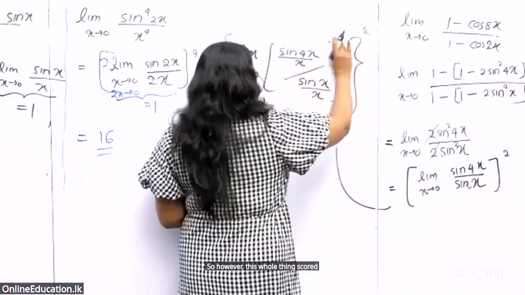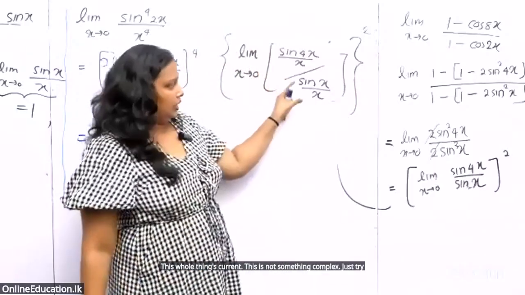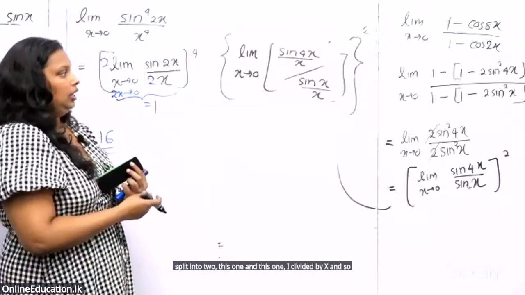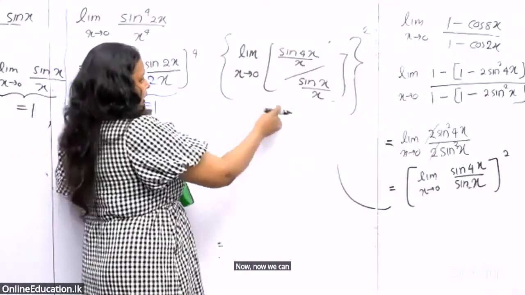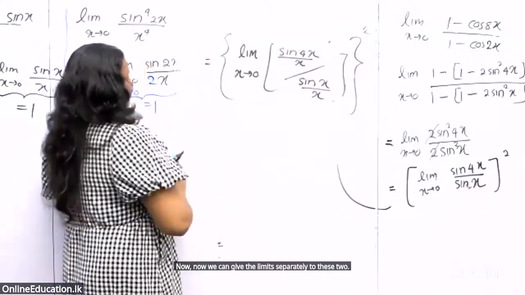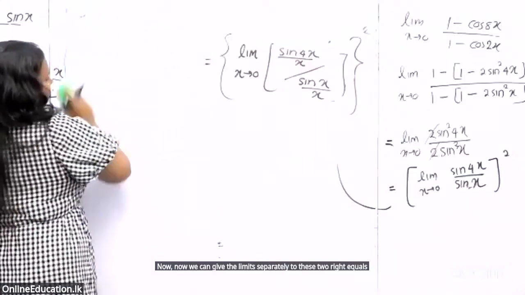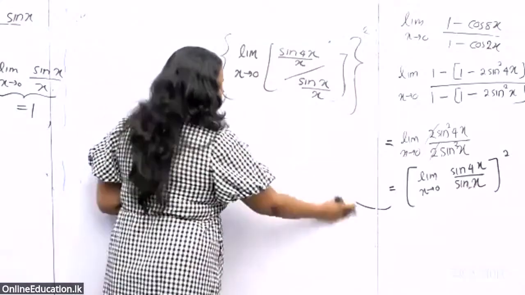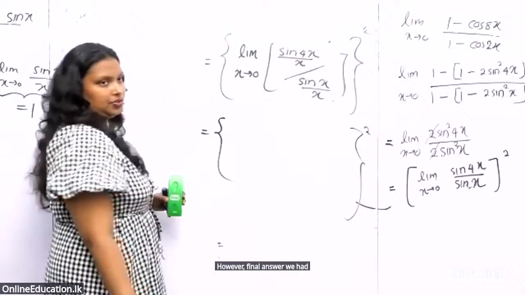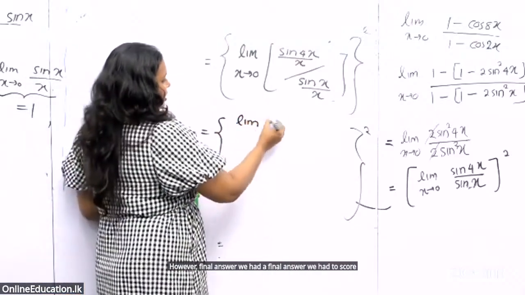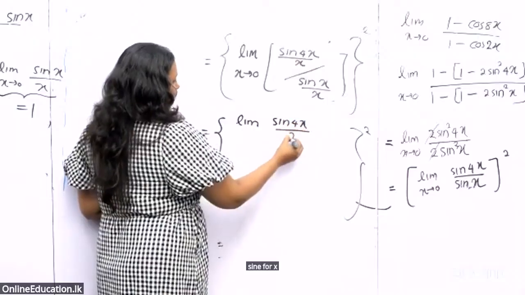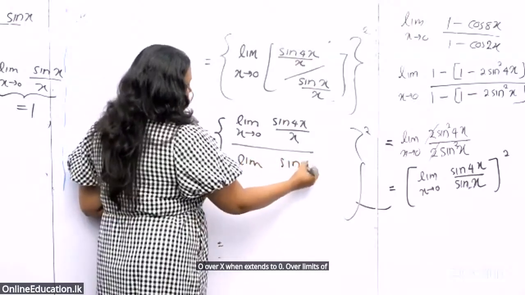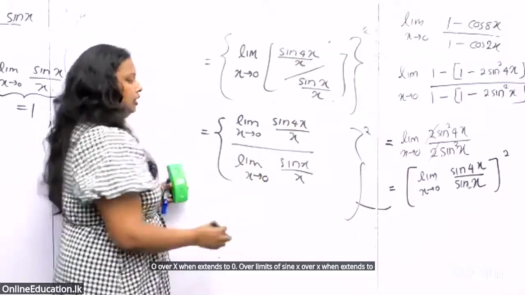So however, this whole thing squared. This whole thing squared. This is not something complex. Just try to split it into 2. This one and this one I divided by x, that's all. Now we can give the limits separately to these two. Equals, see, equals. However, the final answer we have to score. Limits of sine 4x over x when x tends to 0, over limits of sine x over x when x tends to 0. We can write it like this.